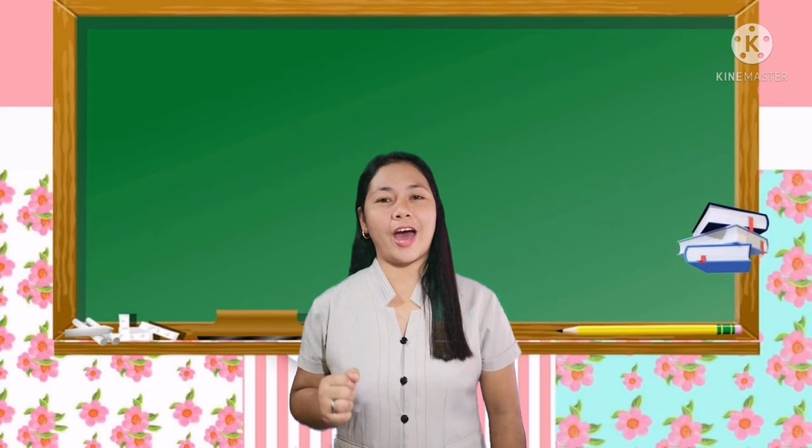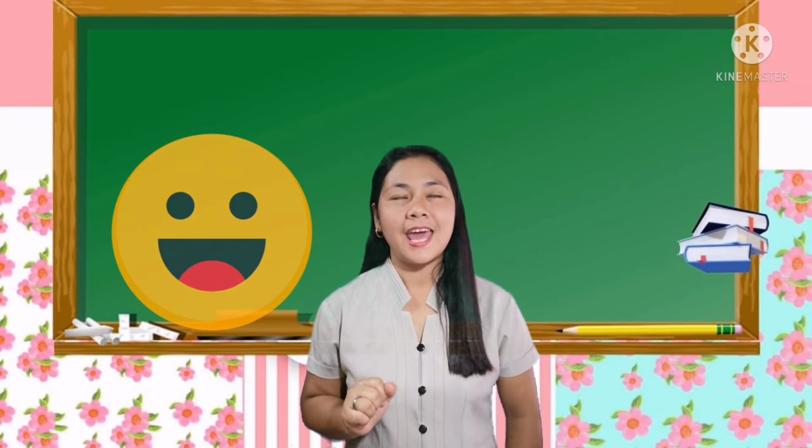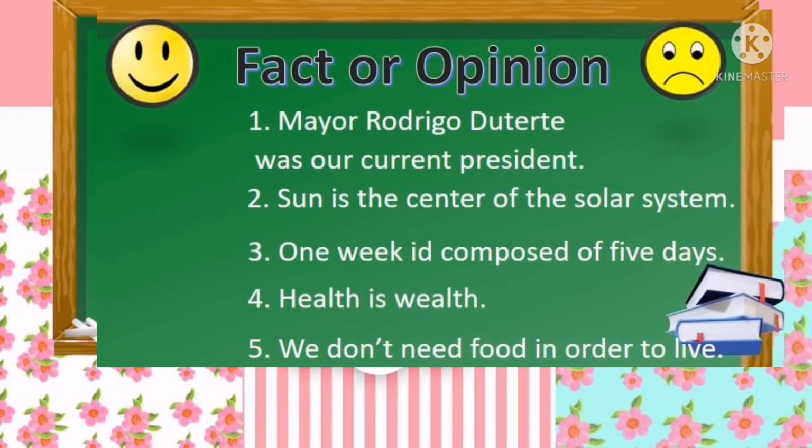Next activity, you have to put a happy face if the statement is a fact and a sad face if it is an opinion. Number 1. Mayor Rodrigo Duterte was our current president. Number 2, the sun is the center of the solar system. Number 3, 1 week is composed of 5 days. Number 4, health is wealth. Number 5, we don't need food in order to live. You may start answering now.